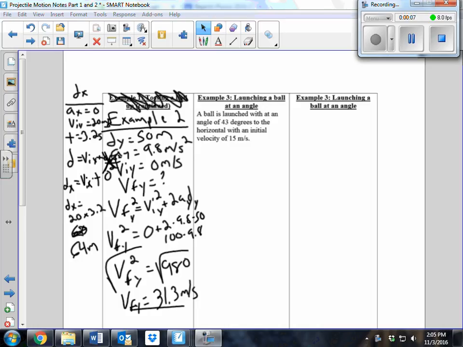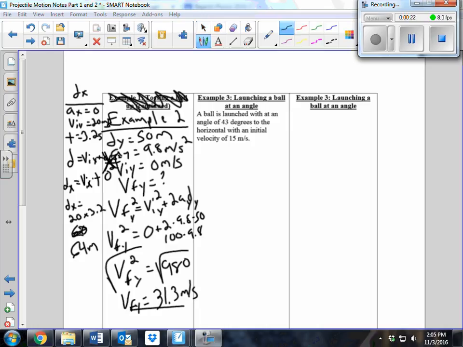This will bring us to the end of the unit, as well as the last content that we need to know for kinematics. So in our last example, a ball is being launched at an angle of 43 degrees to the horizontal with an initial velocity of 15 meters per second.